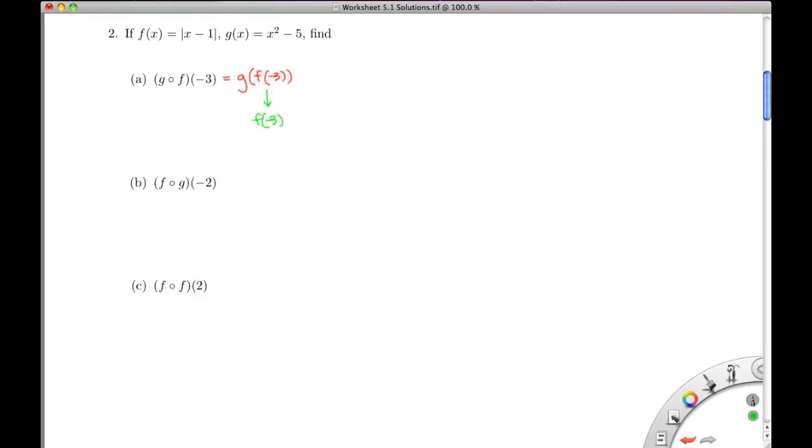So f in this case is the absolute value of the input minus 1. So that's going to give us the absolute value of -4, which will just give us back positive 4. So we're going to go ahead and use that back up with our original problem. So we're going to take g and evaluate this at our new input, positive 4.